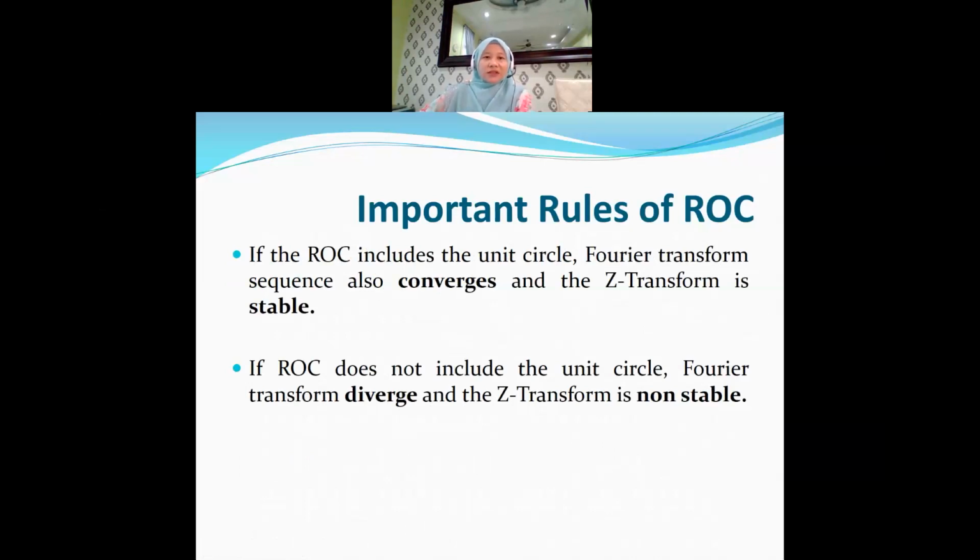Why is the region of convergence important? The ROC is important because we want to know whether the Fourier transform of the sequence exists or not. It must converge. If the Fourier transform exists, then the Z transform is stable. The ROC is used to know whether the system is stable or not. If the ROC does not include the unit circle, the Fourier transform diverges and the Z transform is not stable. So stability is determined by the unit circle. The ROC must include the unit circle.